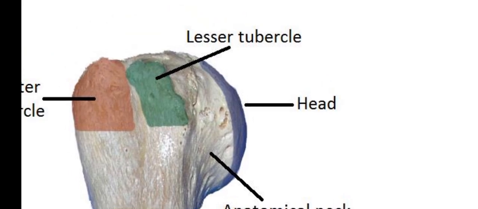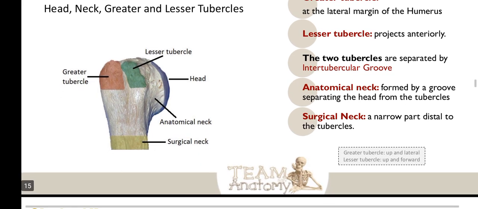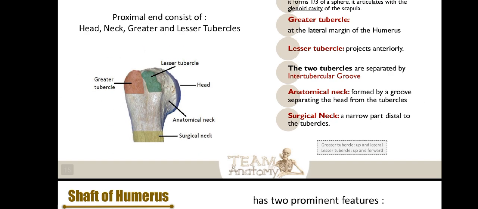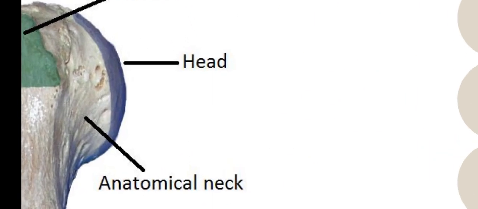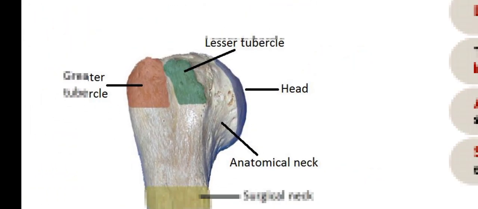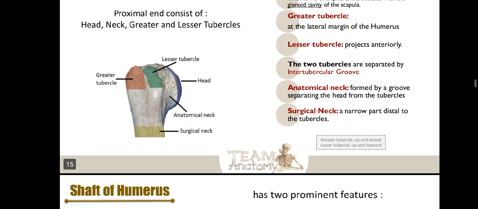The two tubercles are separated by an intertubercular groove. You see where they painted red? You see where they painted green? That space in between is your intertubercular groove. The anatomical neck is formed by a groove separating the head from the tubercles. I hope you see that. Now the surgical neck. So it has two necks. The upper one is anatomical. The lower one is surgical. You get to know why the names are called like that.